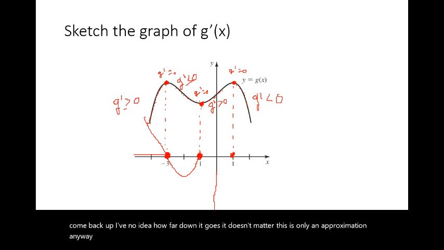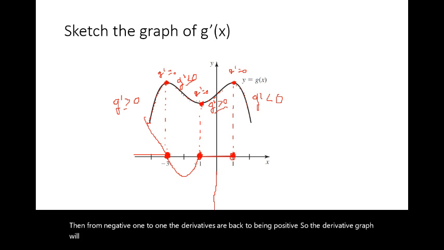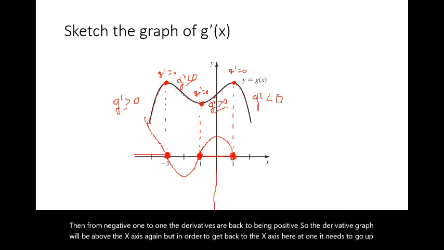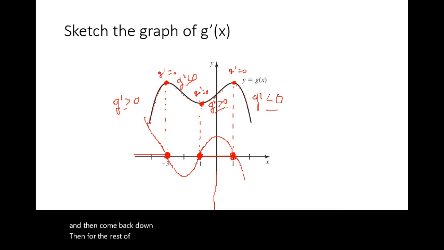Then from -1 to 1, the derivatives are back to being positive, so the derivative graph will be above the x-axis again. But in order to get back to the x-axis here at 1, it needs to go up and then come back down. Then for the rest of the graph, the derivatives are negative, and the derivative graph will be below the x-axis for the rest of the graph.